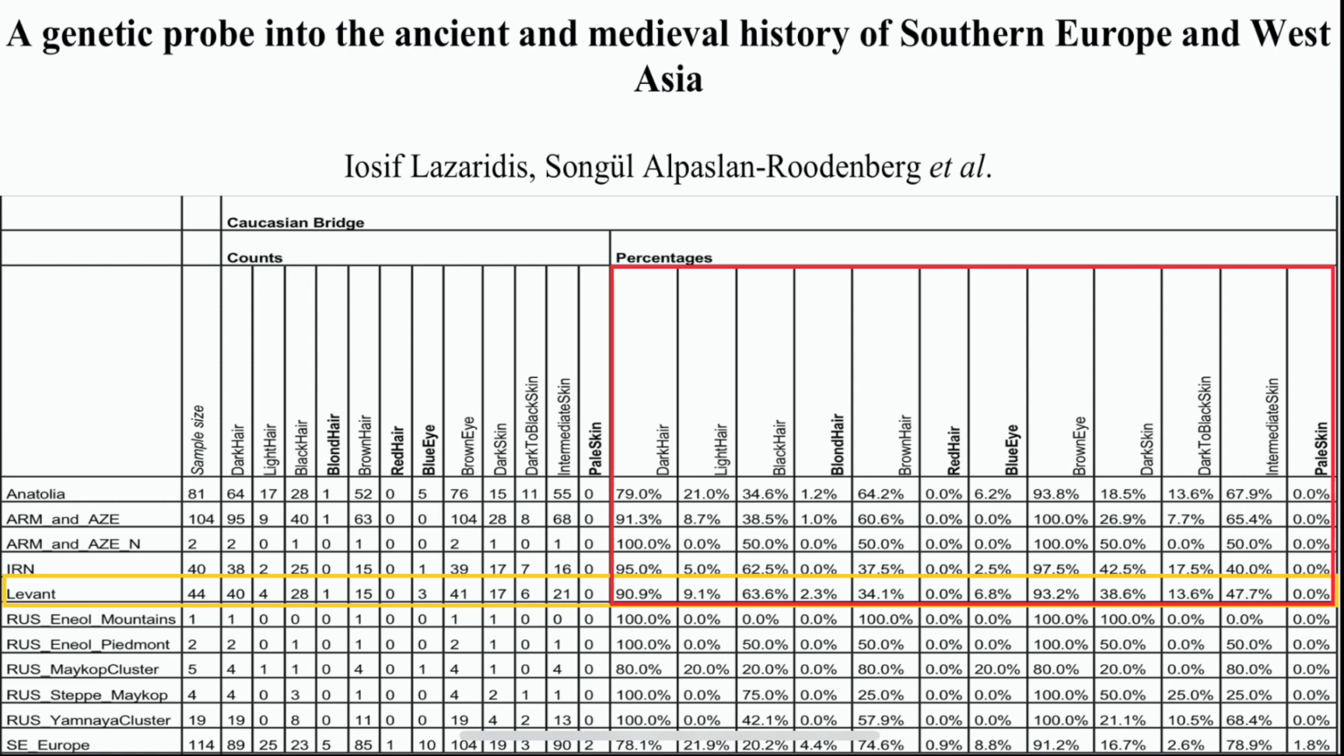63.6% had black hair, whereas 2.3% had blonde hair. 34.1% had brown hair, but 0% red hair. 6.8% blue eyes, but 93.2% brown eyes. Now for the skin tone, 38.6% had dark skin, 13.6% had dark to black skin, and 47.7% intermediate skin, and zero pale skin. And again, this is dealing with Levantine populations.